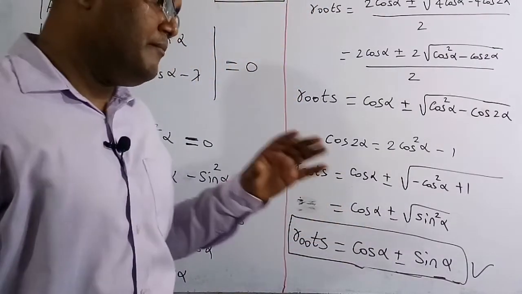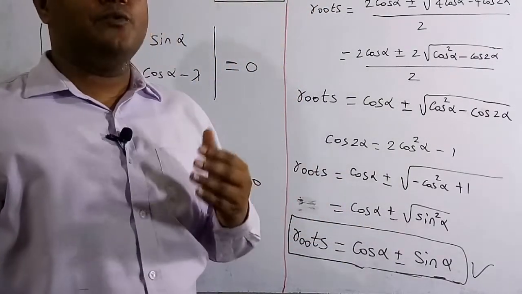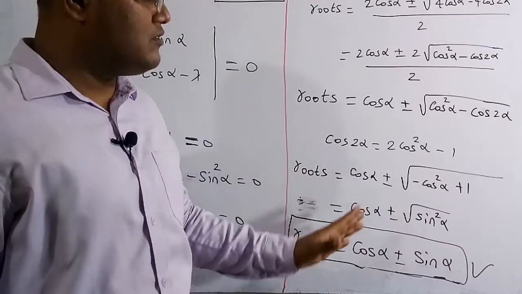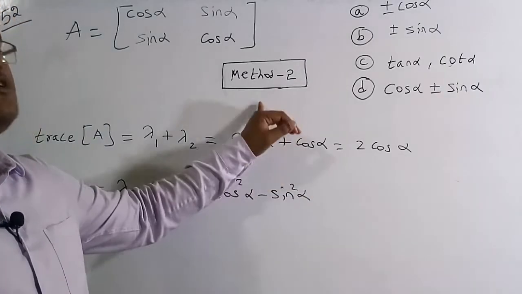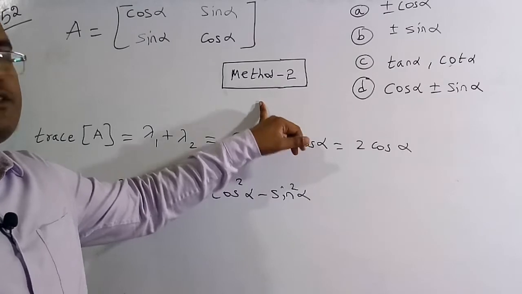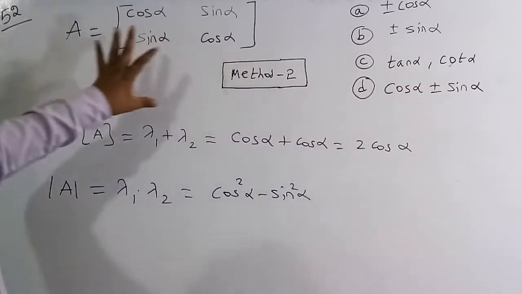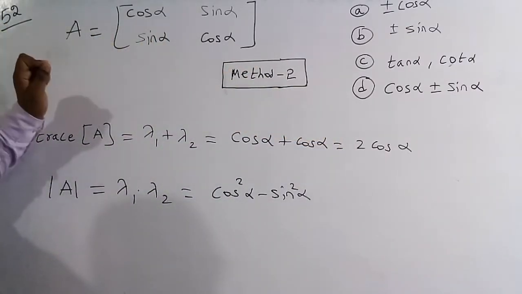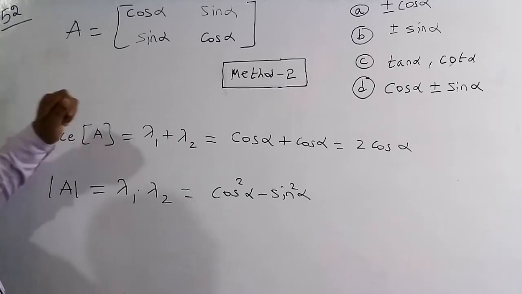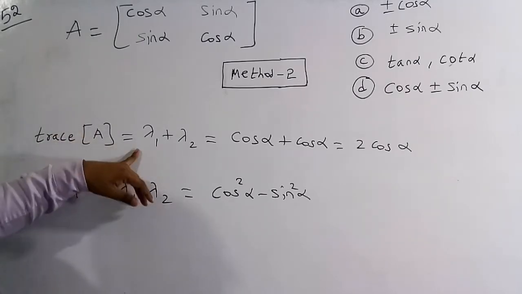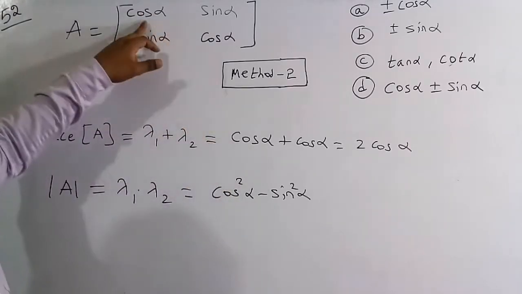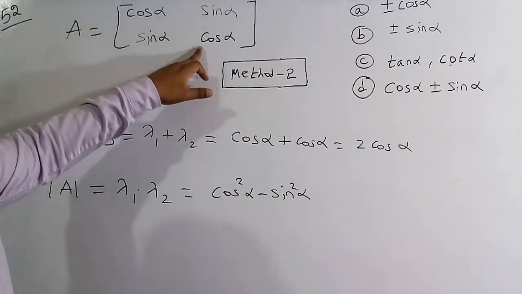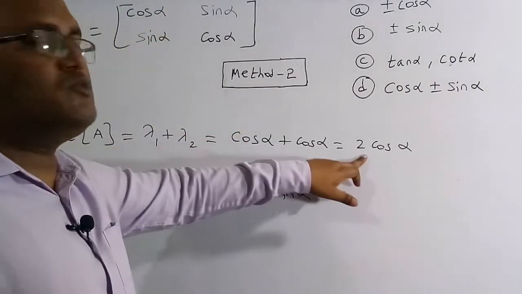So this is a basic standard procedure. Now I am going to discuss the shortcut method to solve this question, or simply method 2. Here first we are going to find the trace of the matrix and also the determinant of this matrix. The trace of the matrix is equal to the sum of eigenvalues, so you just have to add the diagonal elements, cos alpha plus cos alpha, which is equal to 2 cos alpha.